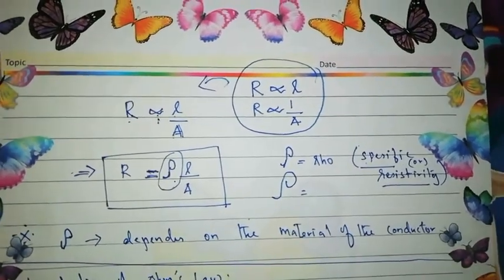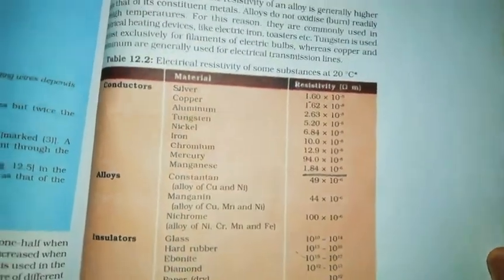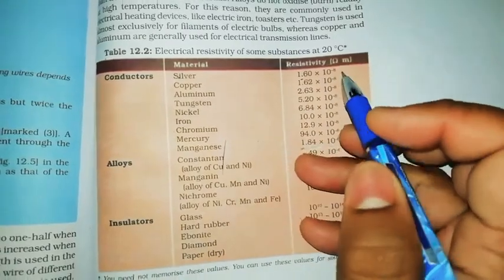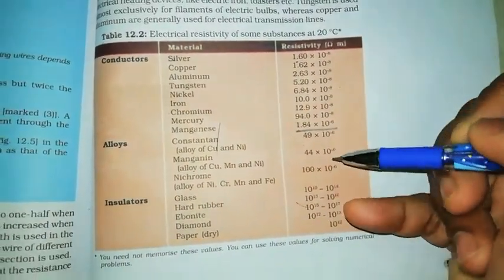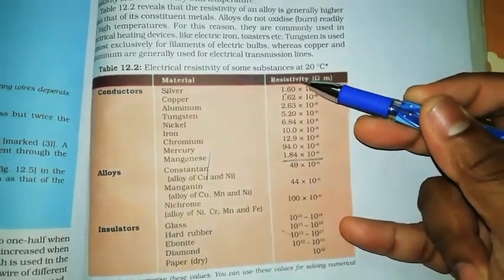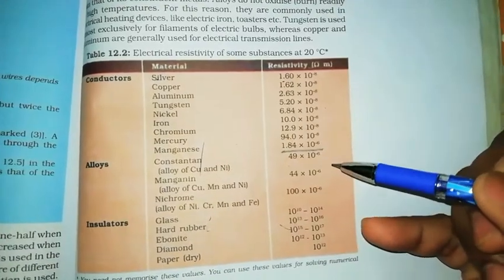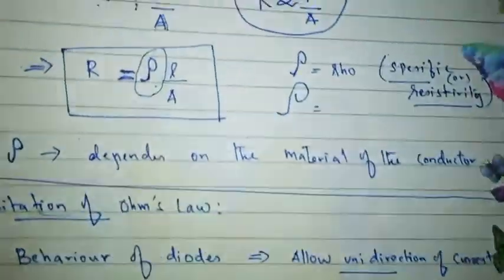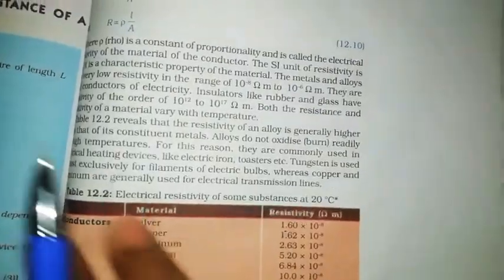I will give one example for that. Take your book, turn to page 207. You can look at it. Different kinds of materials are there, and you see their resistivity is different. They all have different types of resistivity. Each metal and each alloy has a different resistivity. That is what I want to specify here. Rho depends on the material of the conductor, right?